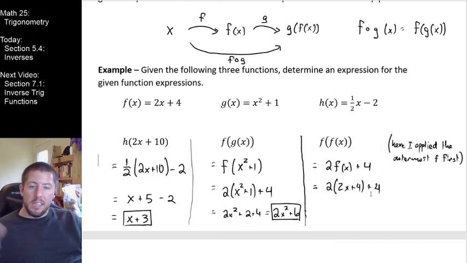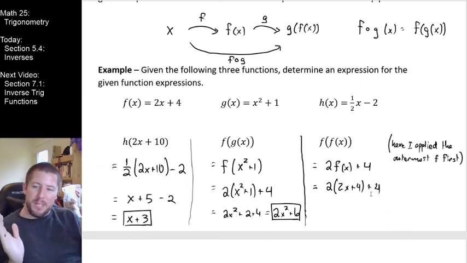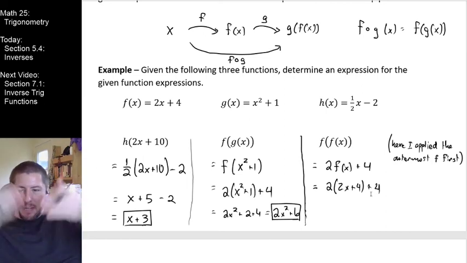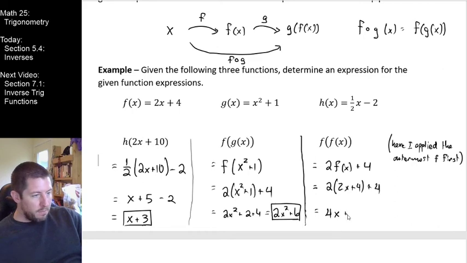And you can see the layering that we see with f of x. I have 2 times x plus 4 plus 4. It's a whole 2x plus 4 jammed into 2x plus 4. It's layered. We've got our functionception going on here. And so this is going to give me 4x plus 8, distributing the 2, plus 4. And that's going to give me 4x plus 12.